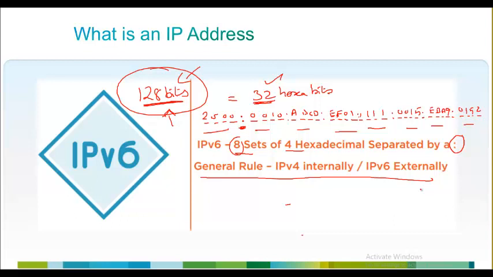So today, just one guy in his pocket has got two cell phones, two IP addresses. The network has grown big. Network users have grown big. They all need a public IP address. So for public IP addresses, instead of using IPv4 externally, we can use IPv6. So you're going to have both IPv4 and IPv6 coexist.